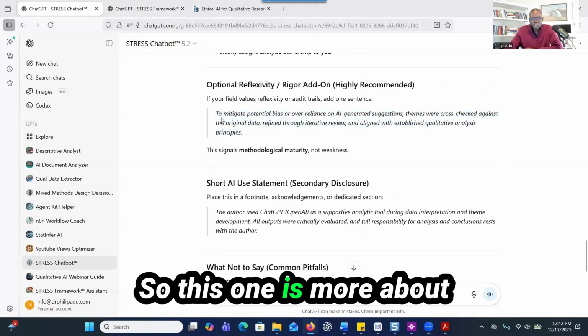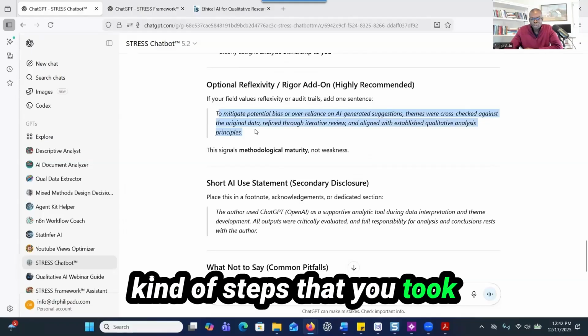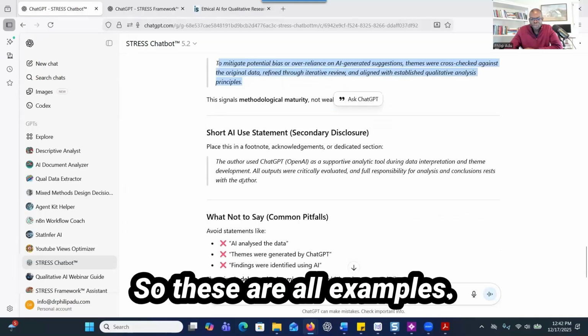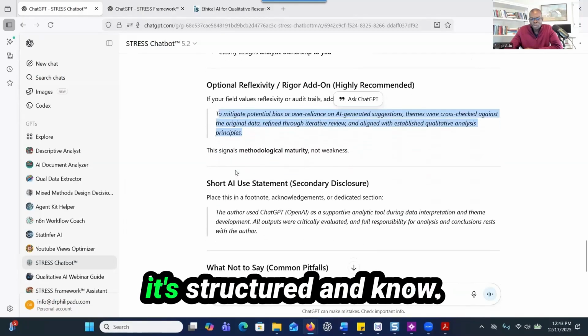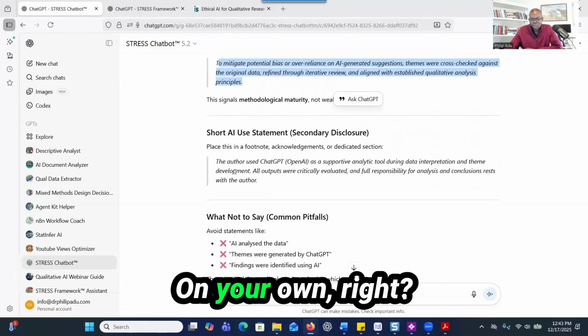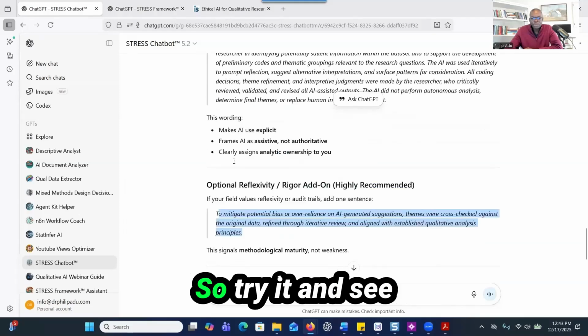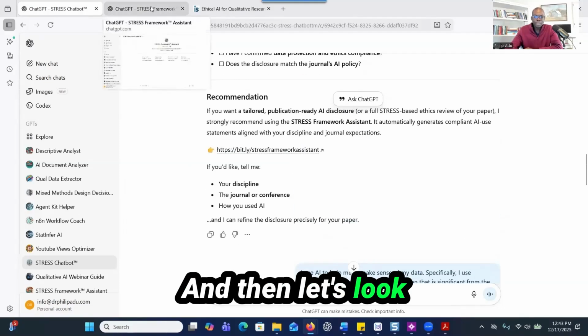Okay, so this one is more about information on what kind of steps you took to help overcome biases that the AI may have. So these are all examples. You just have to see how it's structured, and also you can write on your own, right? That's what the system can provide you. So try it and see what you think. And then let's look at the second one.